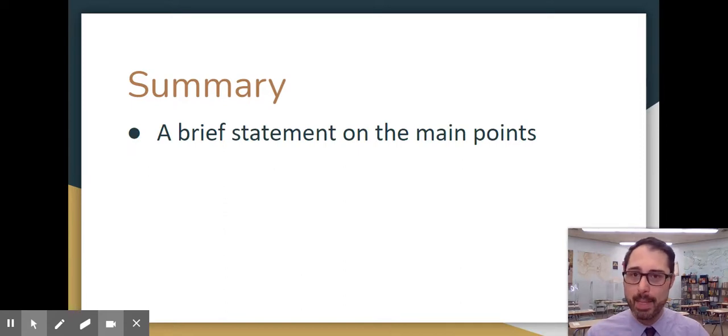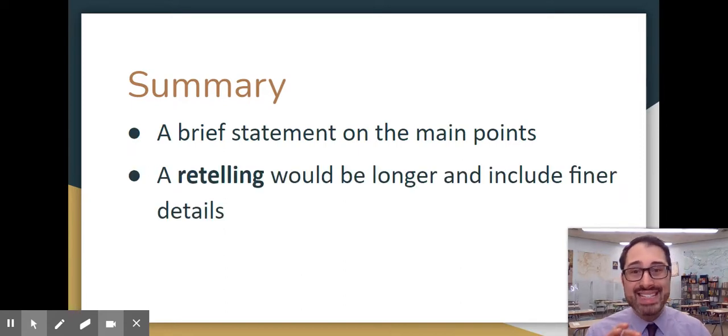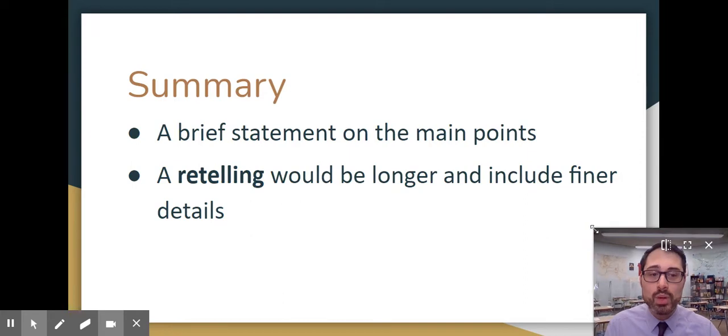It's a brief statement on the main points. We are not retelling here. A retelling would provide a whole lot of details. We don't want to retell. Instead, we want to summarize. So we're going to get rid of the finer, the smaller details.